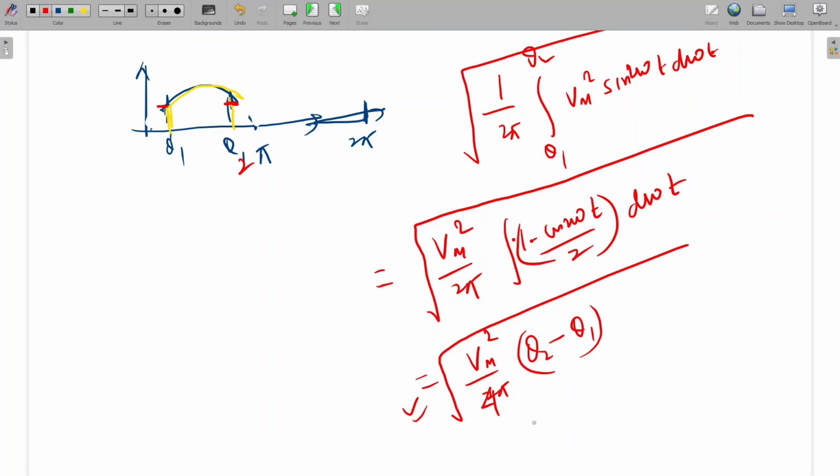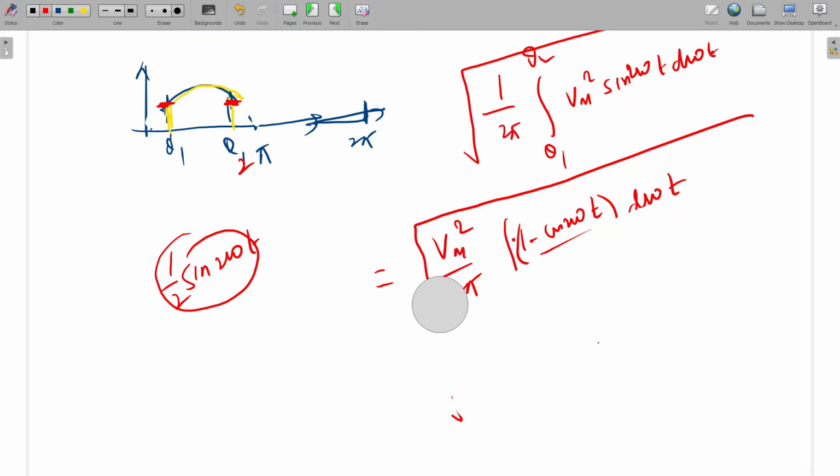Like that you can derive any standard formula and you can memorize it, like theta 2 minus theta 1 into this square by pi, and this term 1 by 2 sine 2 omega t. See, at this height and this height it is the same, so this resultant will be 0. So the final RMS will be this one. Like that you can derive any standard formula and memorize it. Is it clear? Okay. Yes, sir.